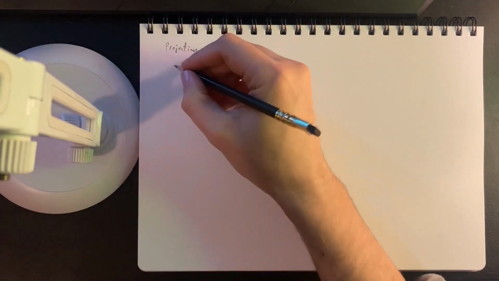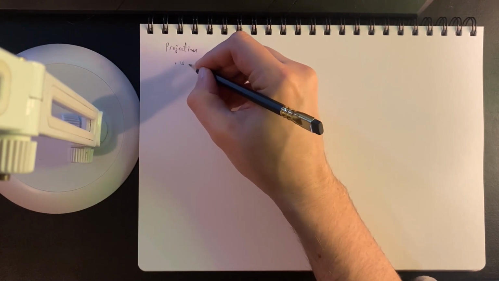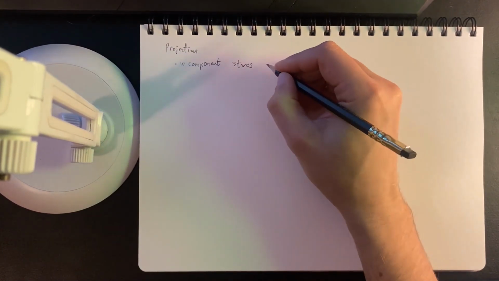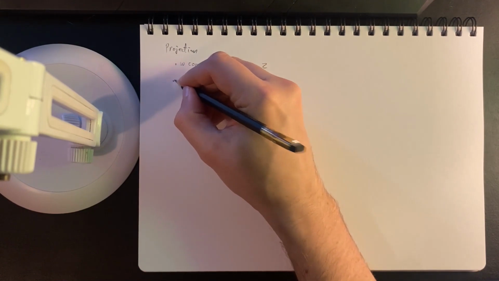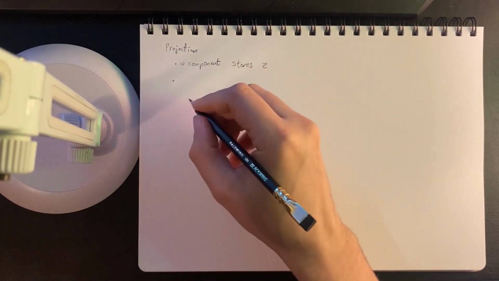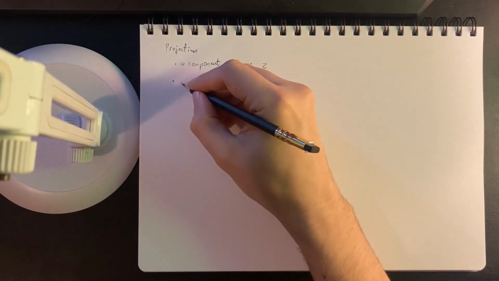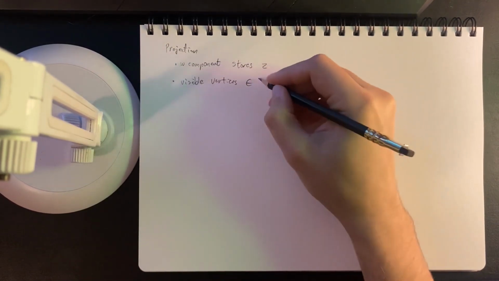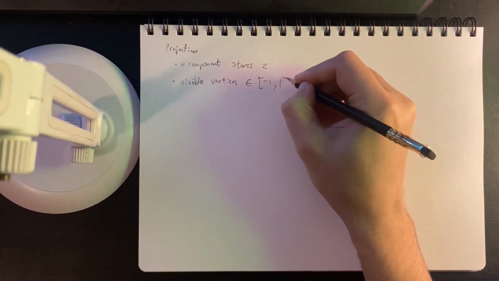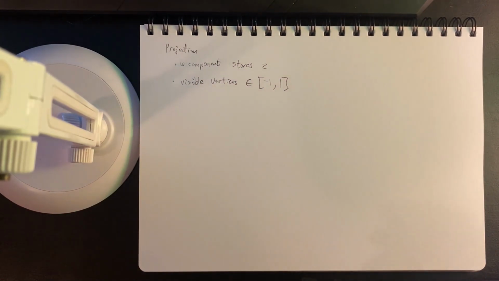So there's two major things we're after. Firstly, the W component should store the distance from the viewer. So I'll write that out. We want the W component to store the distance, which is Z, I guess. And then after perspective division, visible vertices will be in the range -1 to 1. So I'll say visible vertices will be in the range -1 to 1. Okay, excellent. So that's what we're going to try to set up.